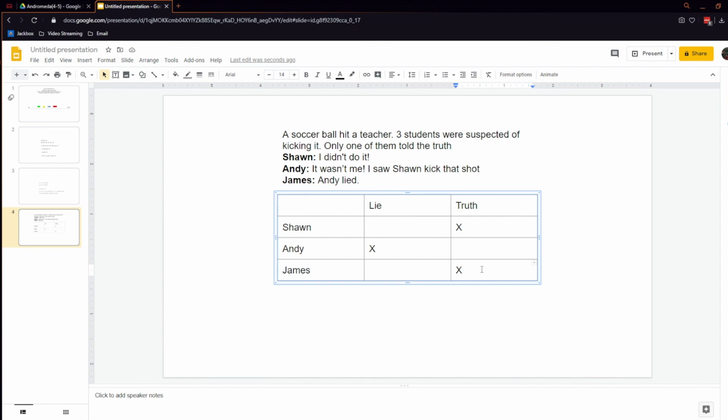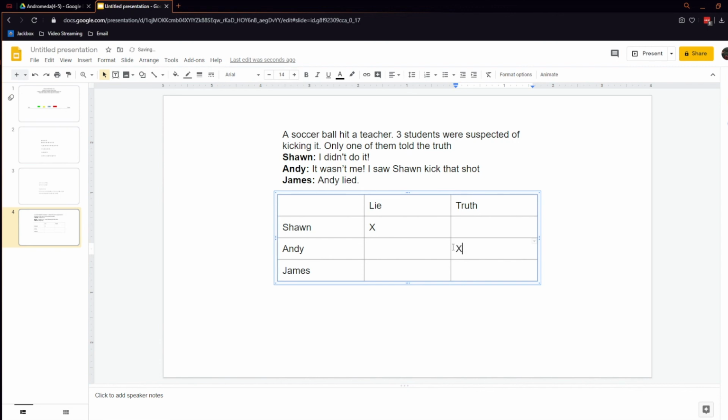Now process of elimination tells us that we know it's Sean already. We already know it's Sean because he's the only person left who could have kicked it, but let's just go through the problem to just check ourselves. Sean says he didn't do it. He's lying. We already established that if Sean's the person who kicked the ball, and he says he didn't do it, he's lying. Andy is telling the truth because he says that he saw Sean kick the ball and that it wasn't him, which is correct because in this version Sean kicked the ball.